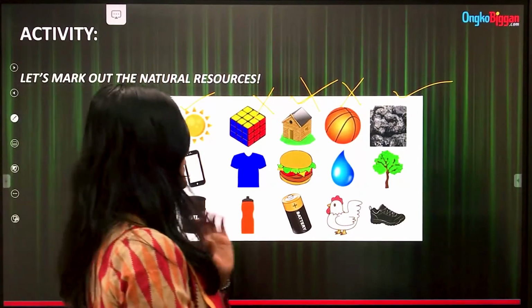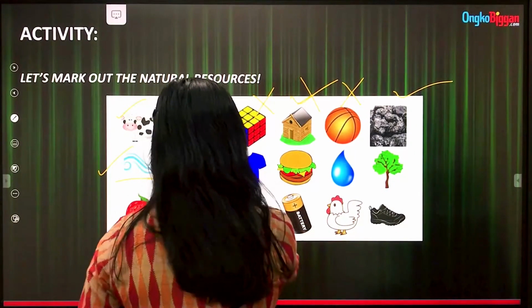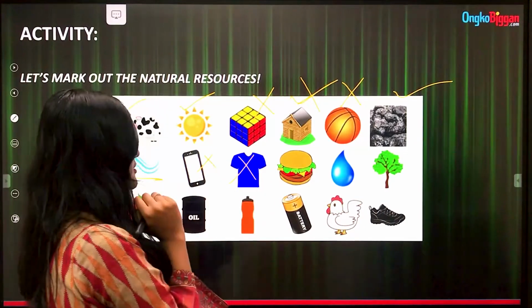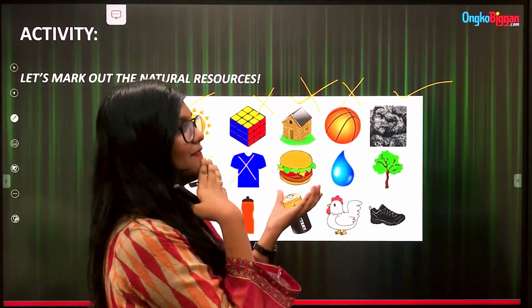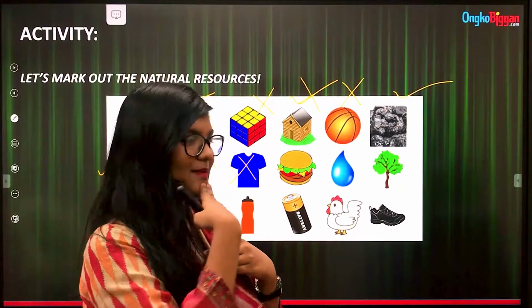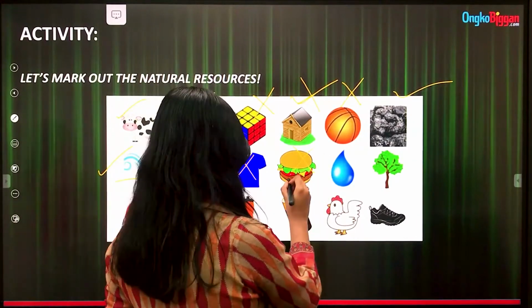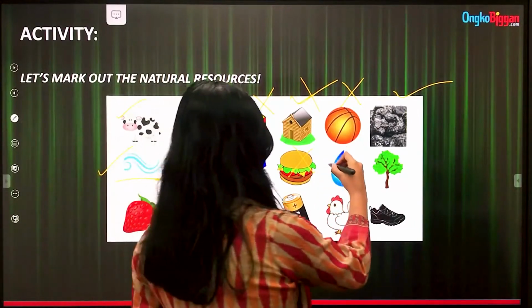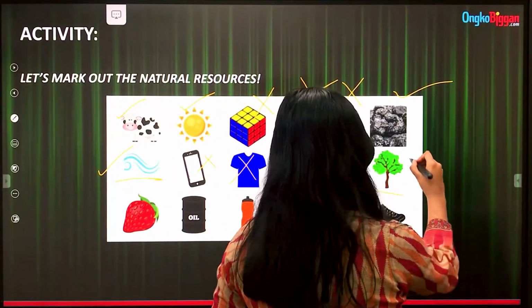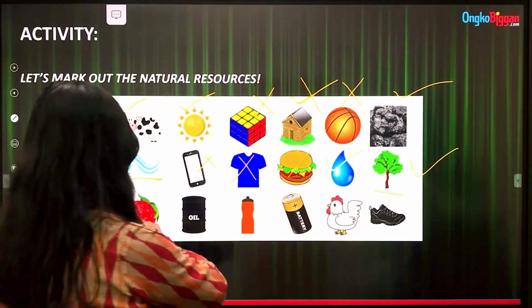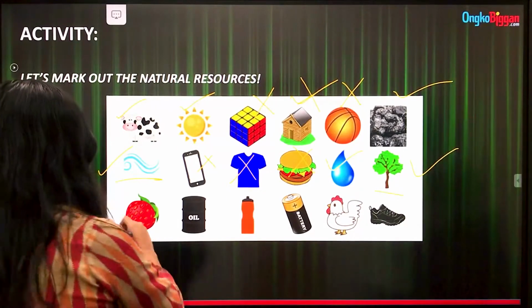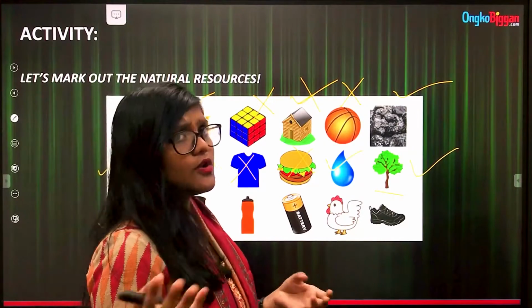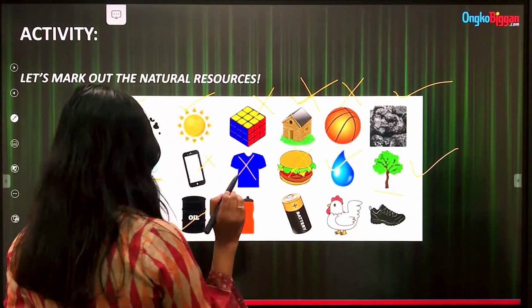Then we have a phone. Phones are human made. So this is not a natural resource. Then we have a t-shirt. T-shirt is also not a natural resource. Then we have a burger. Burgers are human made. So it is also not a natural resource. Then we have water. Water prevails naturally, so it's a natural resource. Then we have a tree. Tree is also a natural resource. Then we have strawberry. Strawberry grows naturally, so it's a natural resource. Then we have oil. Oil also prevails in nature, so it's a natural resource.